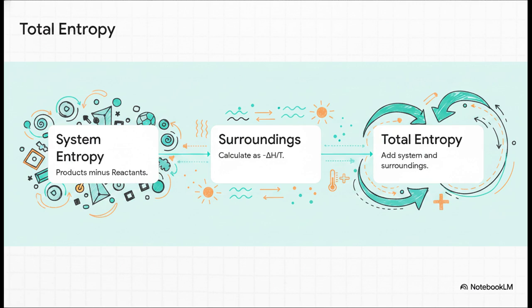You just subtract the sum of the reactants' standard entropy from the sum of the products. Easy enough. Step 2, we calculate the surroundings entropy. We do this by taking the negative enthalpy change of the reaction, that's negative delta H, and dividing it by the temperature in Kelvin. Finally, step 3, just add those two values together and bam, you've got your total entropy.